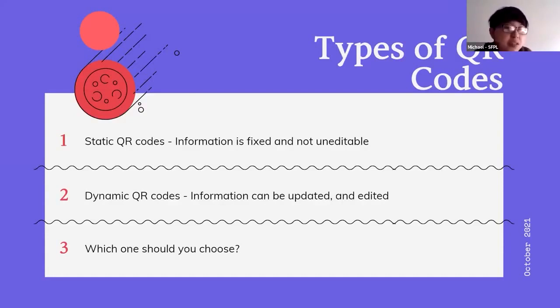So which one should you choose if you want to create one? Usually the free websites will let you create a QR code for free, and that is usually the static QR code where the information is fixed. So if you create one that goes to our website, sfpl.org, then that QR code, once it's done, is fixed. You can't change it.